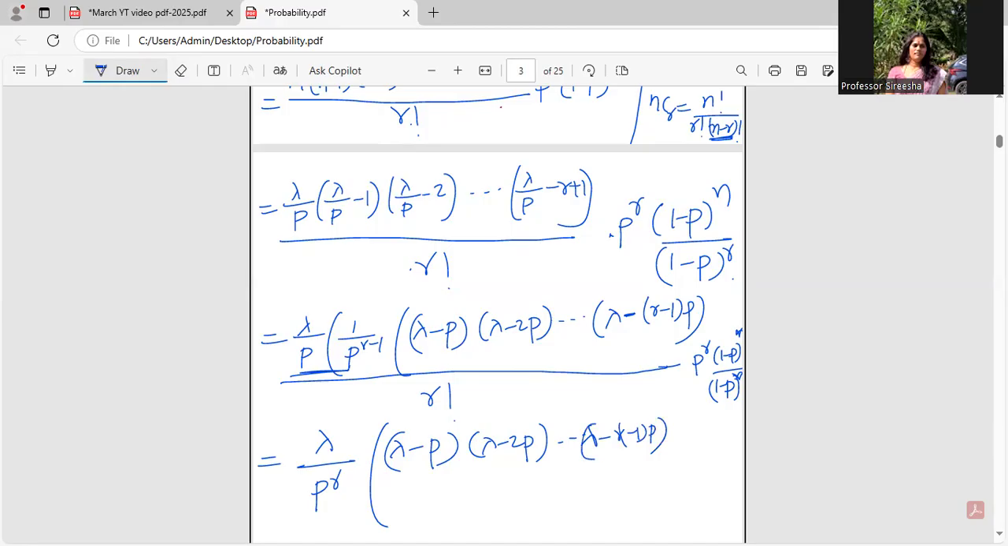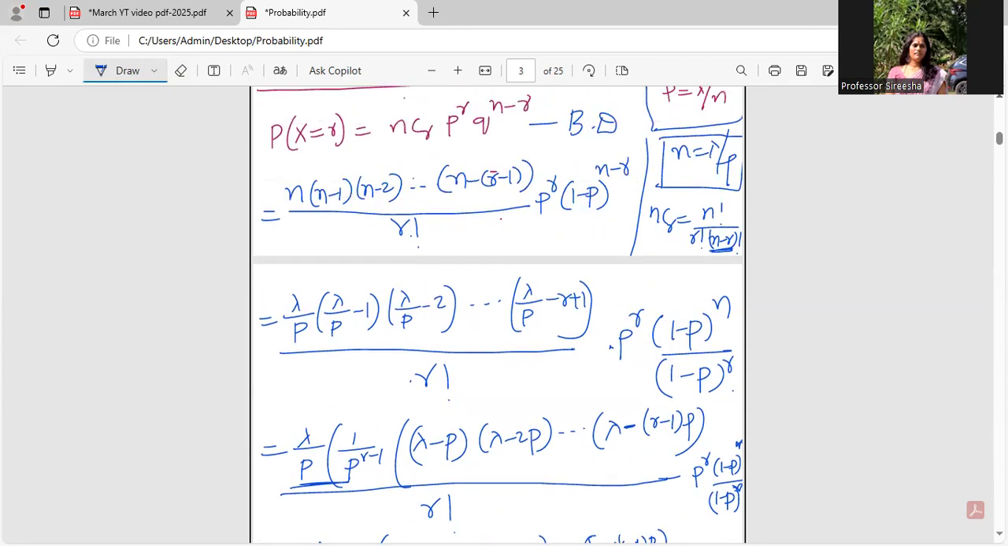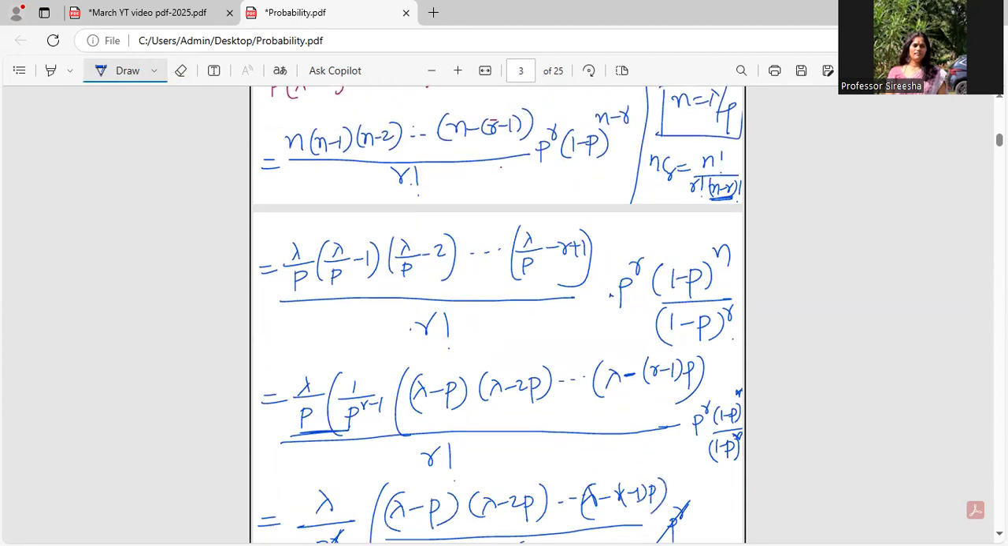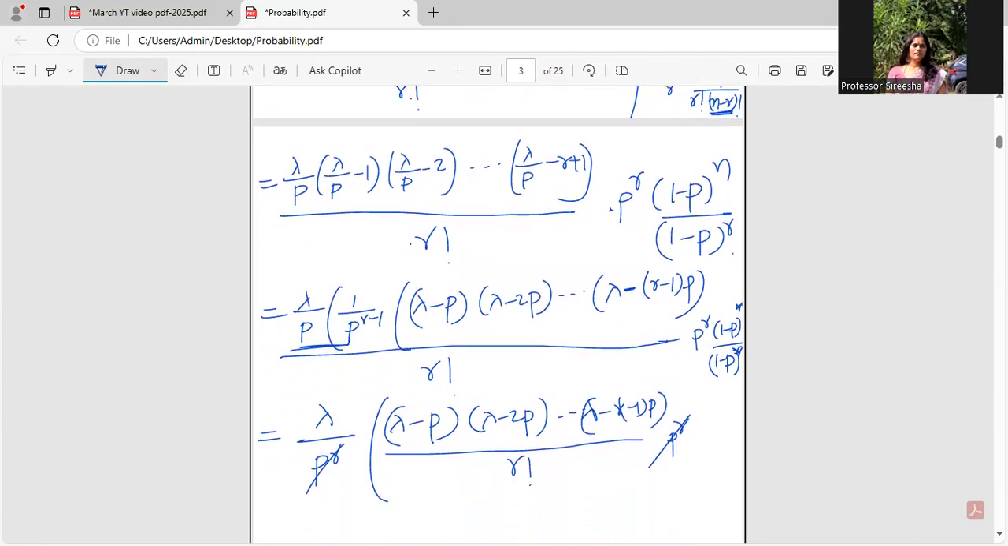Okay. By r factorial is what I have. Of course, there's a p power r. These two get cancelled off. And from this also, I'll be replacing p with lambda by n. What is p? Lambda by n. I'll be replacing that in this, in the q part.